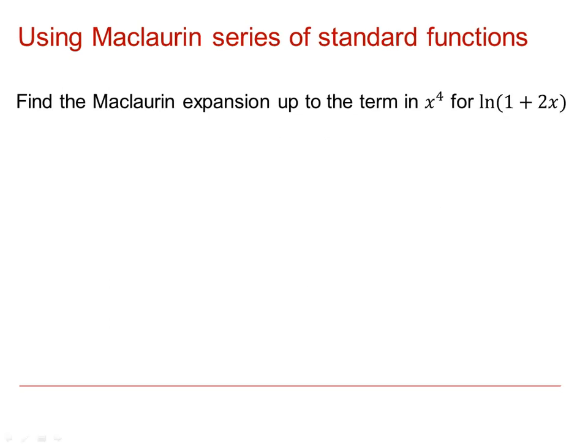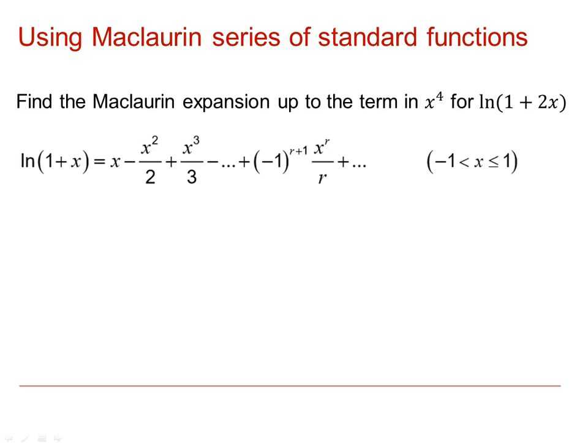Now let's consider a second example. This time we're asked to find an expansion up to the term x to the power 4 for log of 1 plus 2x. Well, we know that the Maclaurin expansion for log of 1 plus x is given by this expression. So we've got the powers alternating sign, negative and positive, and then each power divided by its actual power, so x cubed over 3, x to the power 4 over 4, etc.